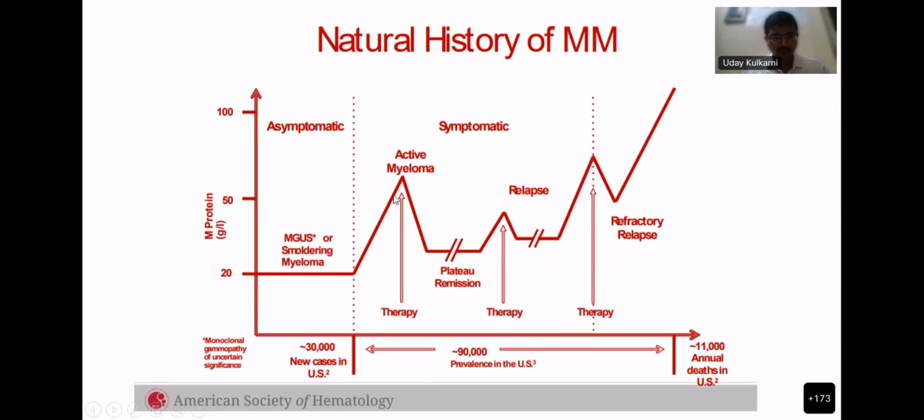they develop active myeloma wherein the M protein increases. Because they are symptomatic, they present to the healthcare system and are picked up with active myeloma. Therapy is initiated, some reduction in M protein happens with treatment, and they achieve a plateau or a remission status. However, with the current understanding, myeloma is not a curable disease. At some point the disease progresses and these patients have a relapse. Again, with some form of therapy they might achieve a plateau. But as you can see, the remissions are shallower and shallower with each relapse, and ultimately patients progress and succumb to the illness.